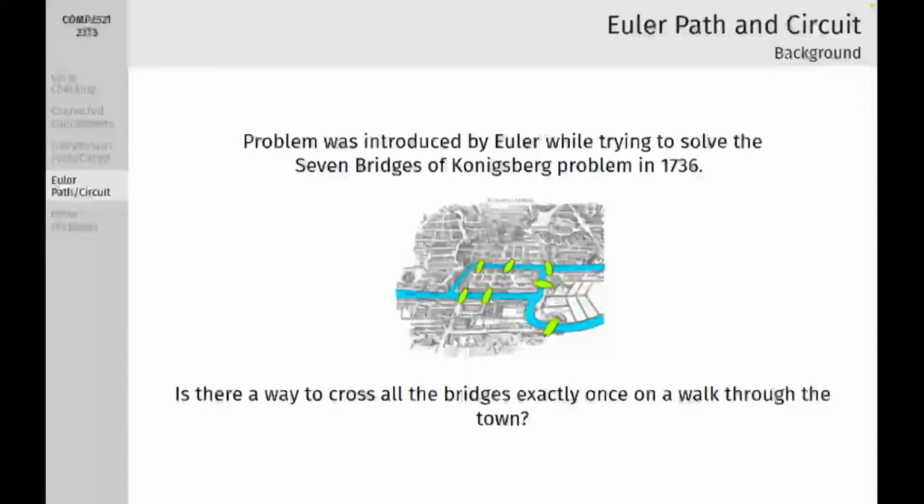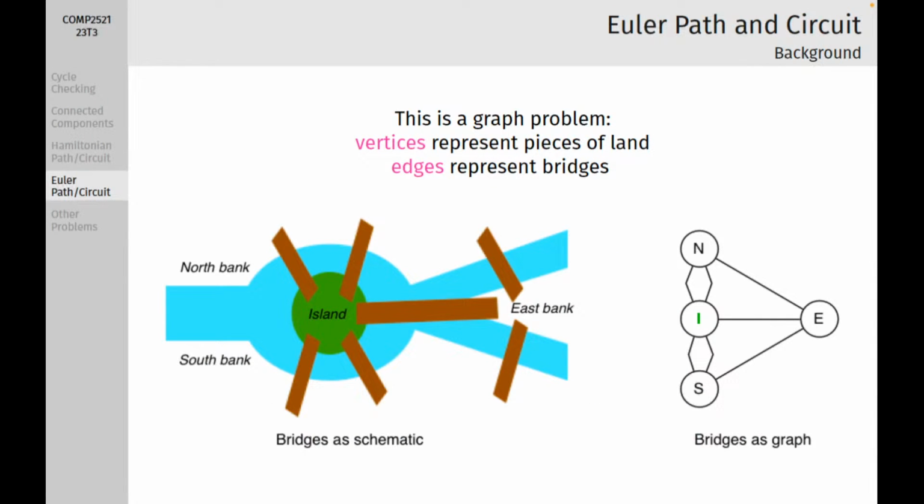Right, and it turns out that this is a graph problem, right? So at the bottom here, I have more abstract representations of this scenario, right? So it's a graph problem because the vertices can be used to represent pieces of land, and the edges represent the bridges. Right, so here is what the graph would look like. Right, and notice that we have some parallel edges here, but that's fine.